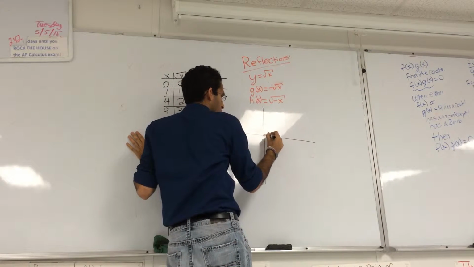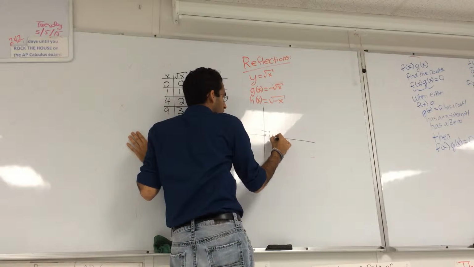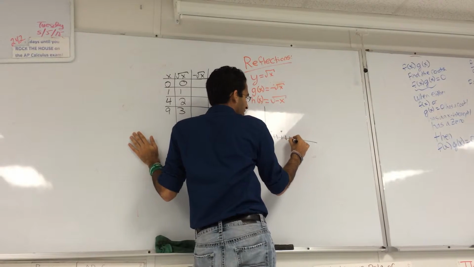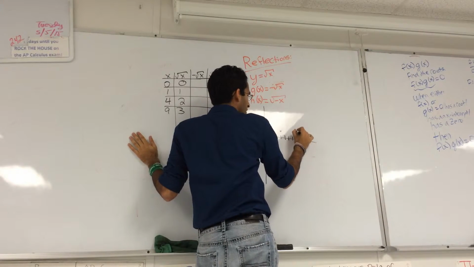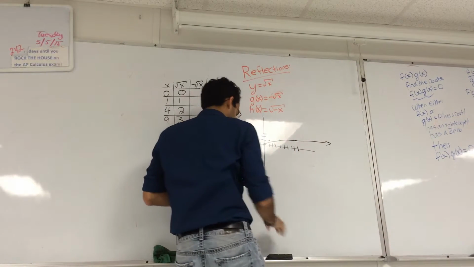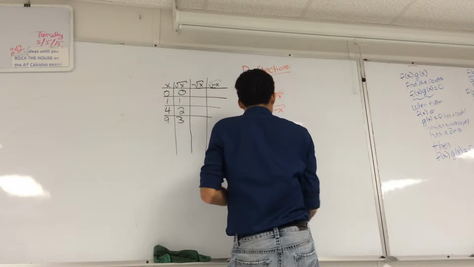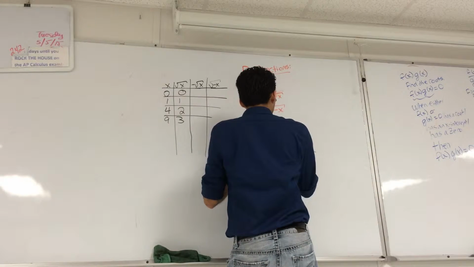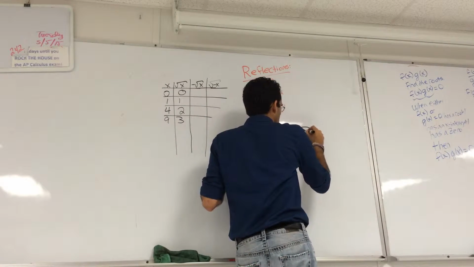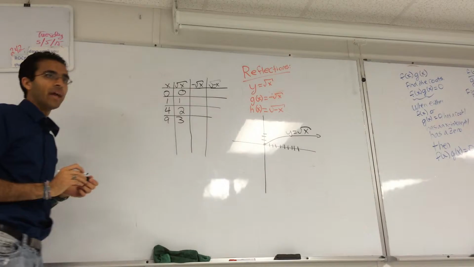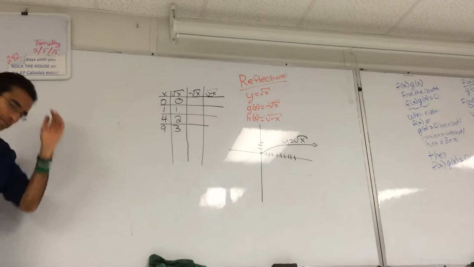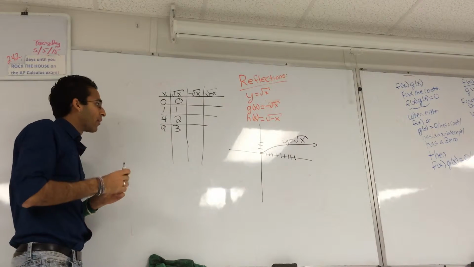So 0, 0, 1, 1, 4, 2, 9, 3. Let me actually draw it a little bit taller. Okay, so here we have y equals square root of x. And by the way, this should be able to be done automatically, just parent function. Now, let me go to Brown.